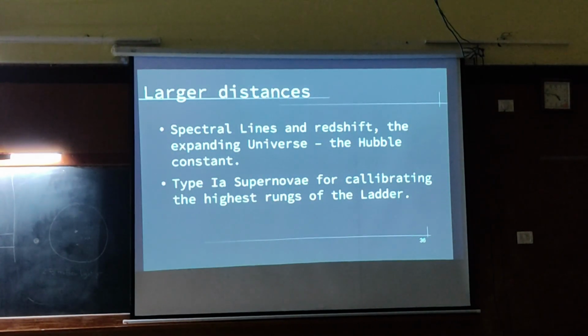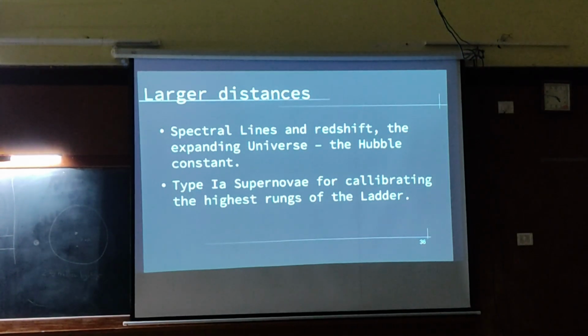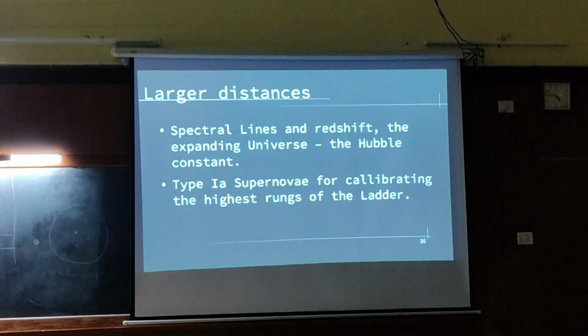So, how do we measure larger distances? How do we go larger than this? There are some methods. Most of the information about these objects comes to us from light. A very big proportion of what we know about, say, galaxies is from that. So we use spectral lines and something called redshift.